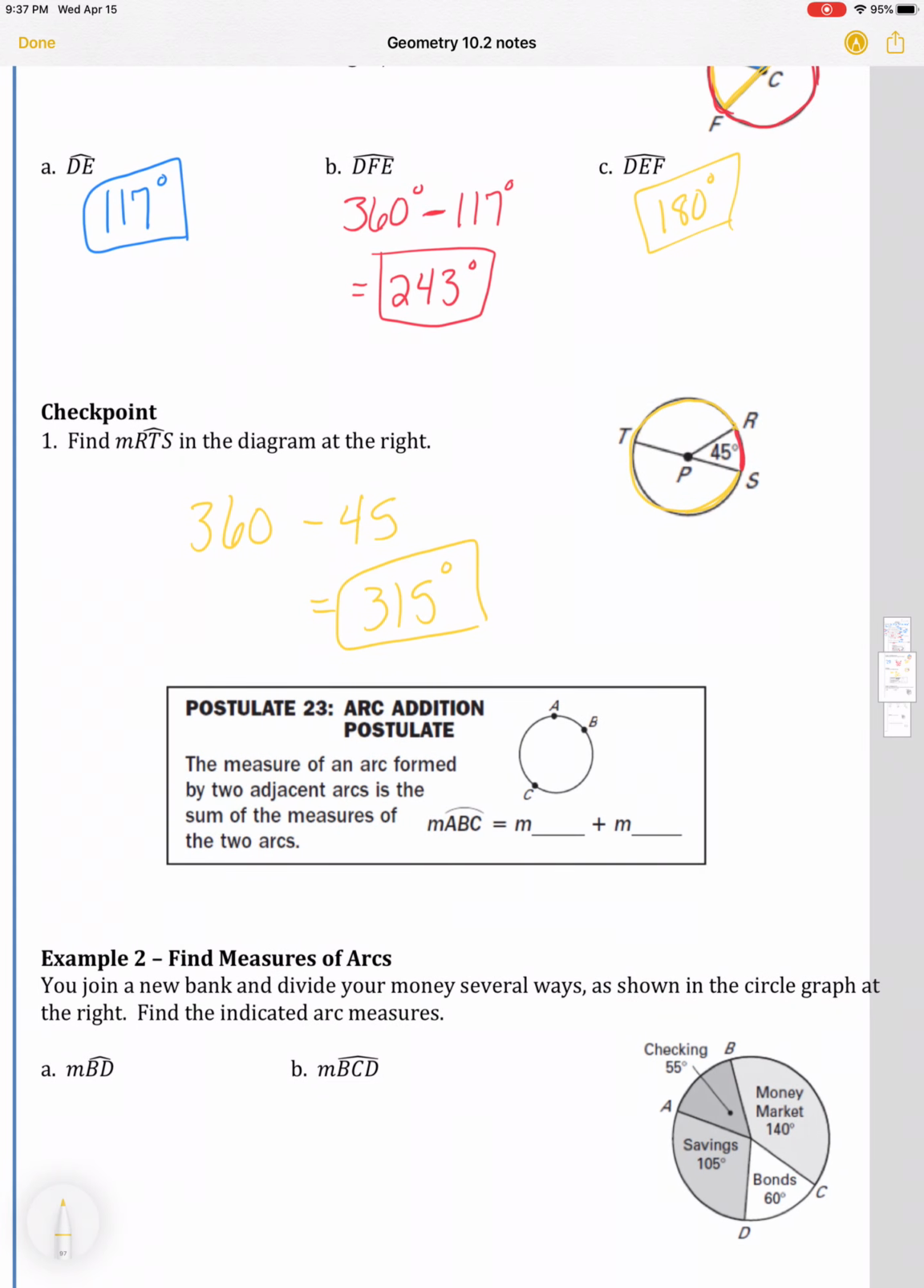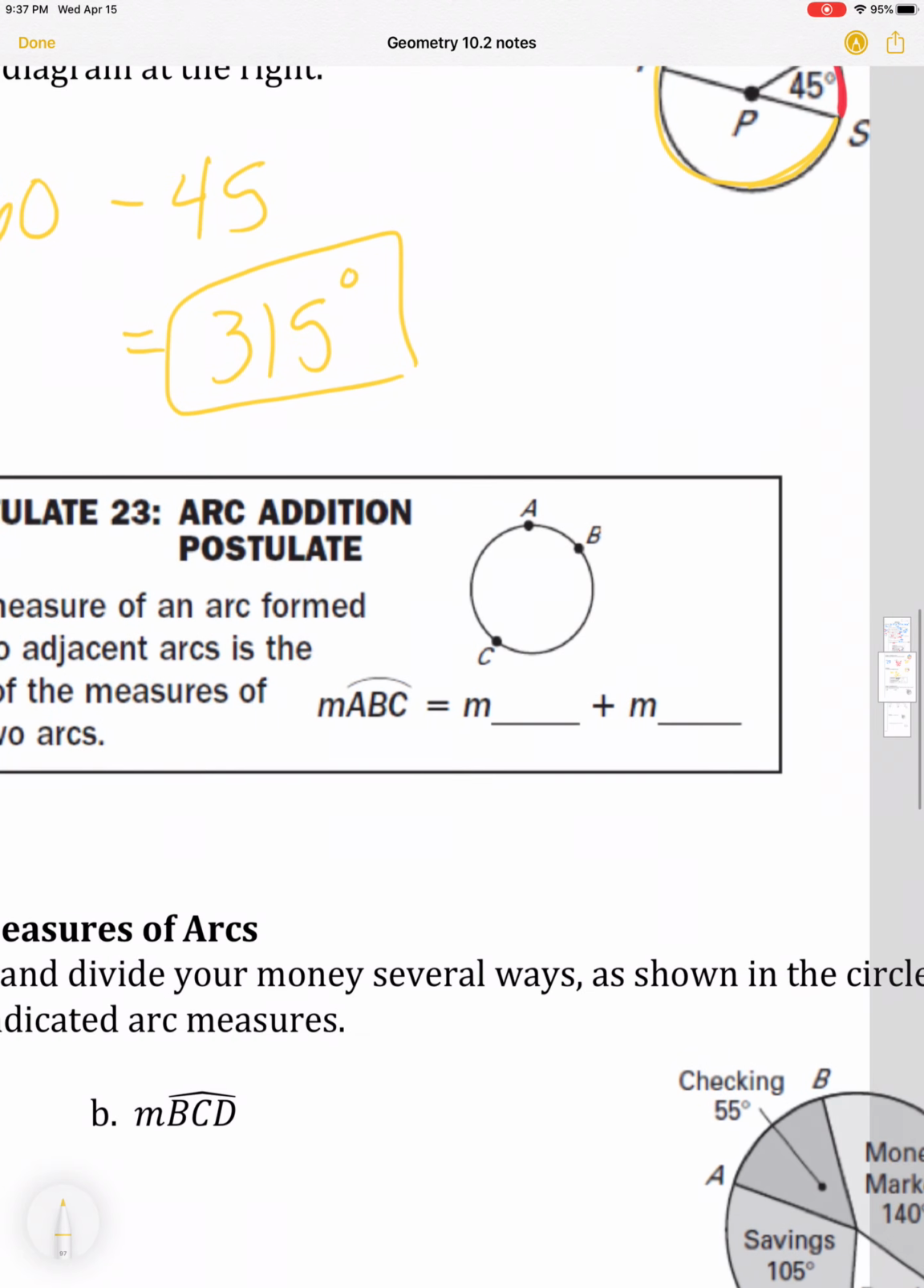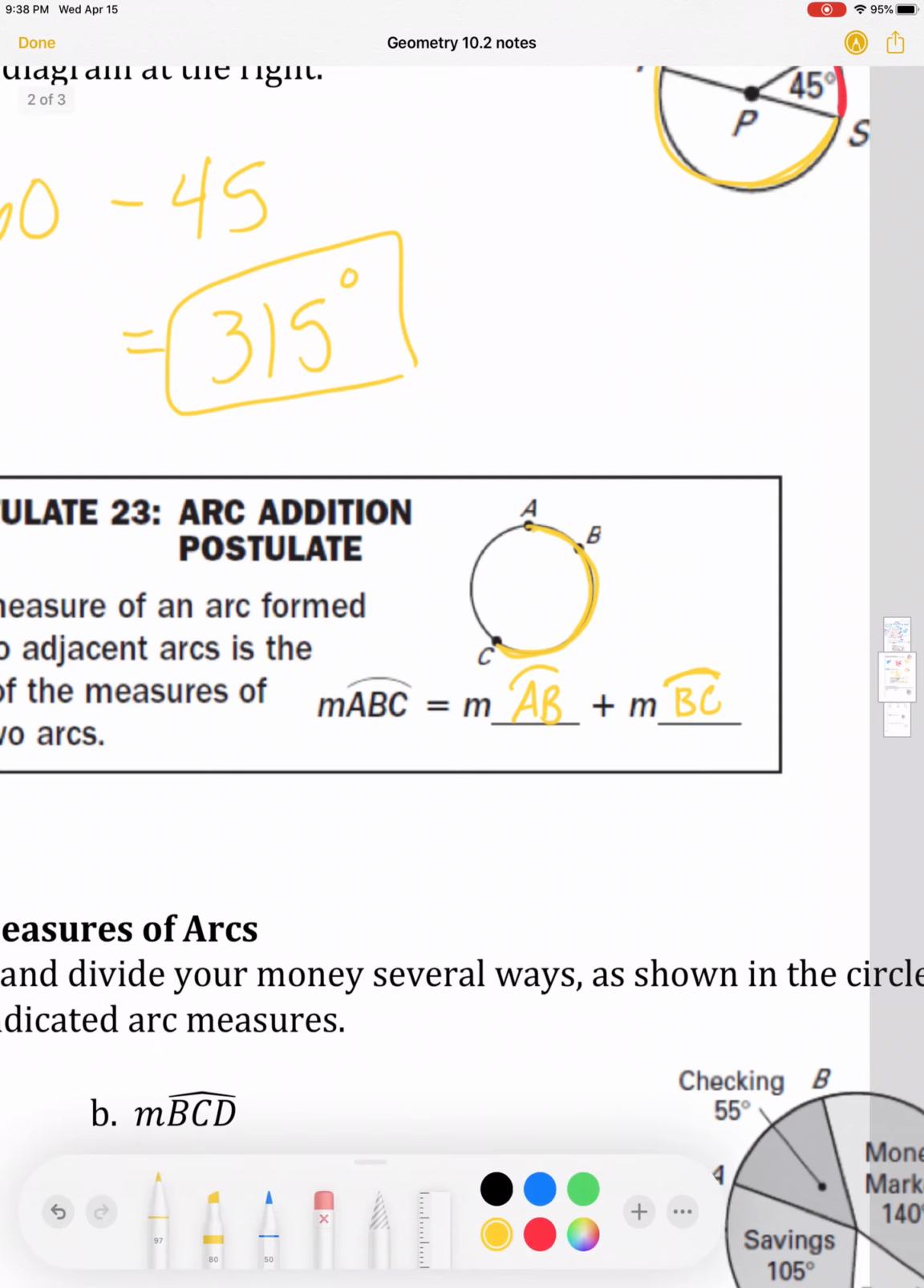Okay, postulate 23 is the arc addition postulate. The measure of an arc formed by 2 adjacent arcs is the sum of the 2 measures. So if you want to find out how big is it from A to B to C, you take how far is it from A to B and add that to how far it is from B to C. So you're going to add up the 2 pieces. You're going to add up this red part with this blue part to get the yellow part.